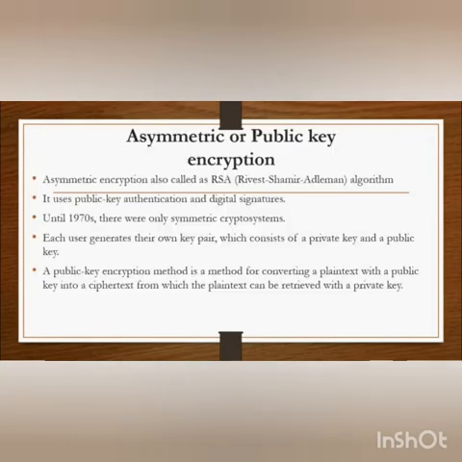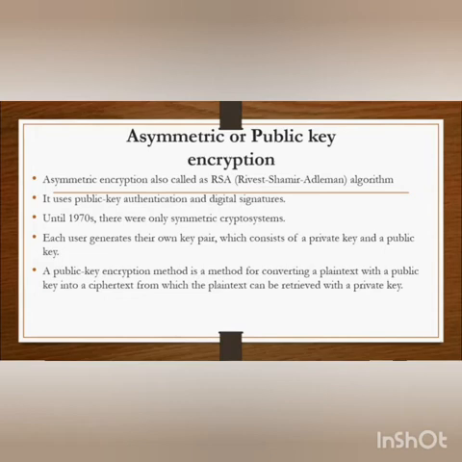Now, we will move on to asymmetric or public key encryption. Asymmetric encryption is also called RSA, that is the Rivest-Shamir-Adleman algorithm. It uses public key authentication and digital signature. About digital signature we will see later.